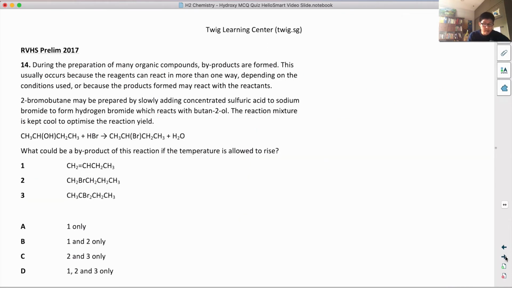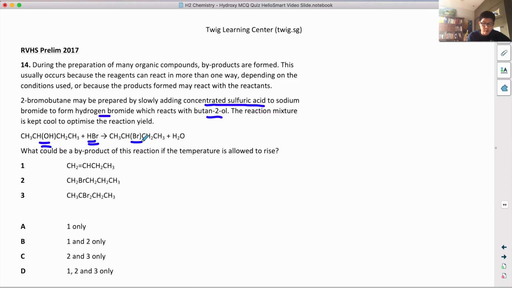Let's look at this question. What can be a byproduct of this reaction? 2-bromobutane may be prepared by slowly adding concentrated sulfuric acid to sodium bromide to form hydrogen bromide. So hydrogen bromide is formed, then it reacts with butan-2-ol, and then you get this compound. So what could be a byproduct?